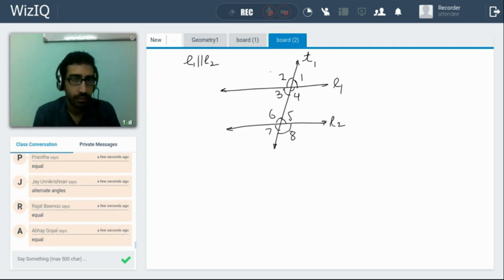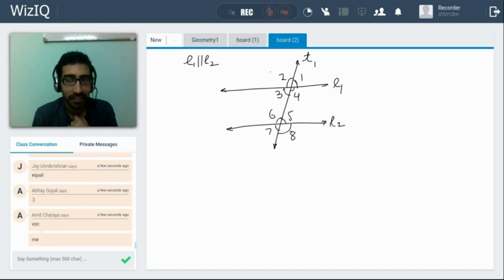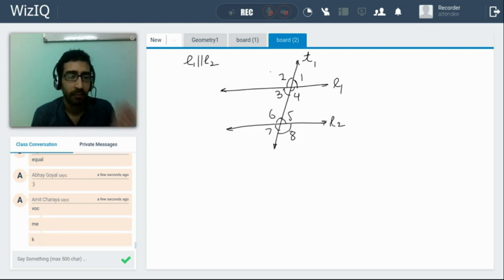Vertical opposite angle. Okay, who is that? Okay, Amit, let's try to distribute this among everyone, and I think I would want you to use the audio in general, and that's a general message for all of you when we have something major to discuss.